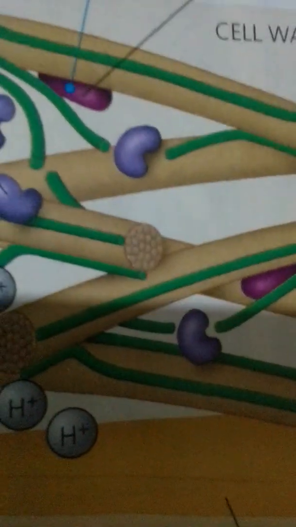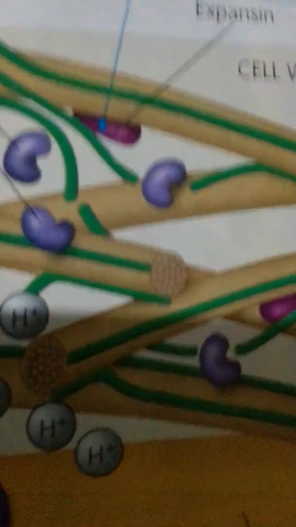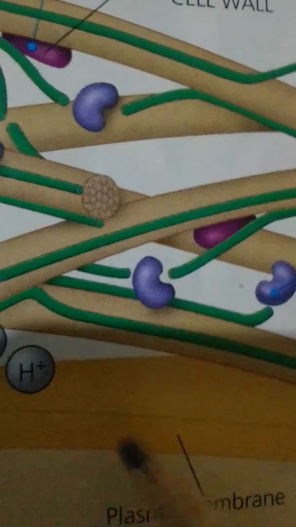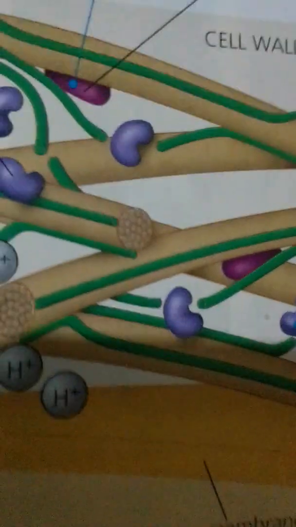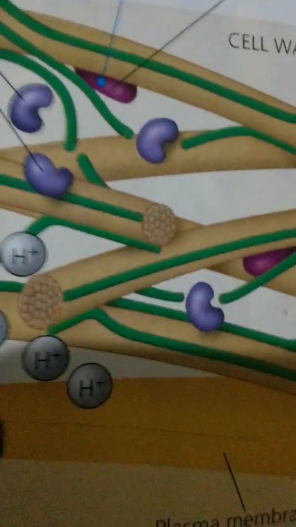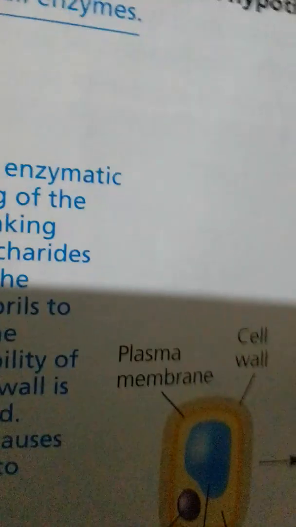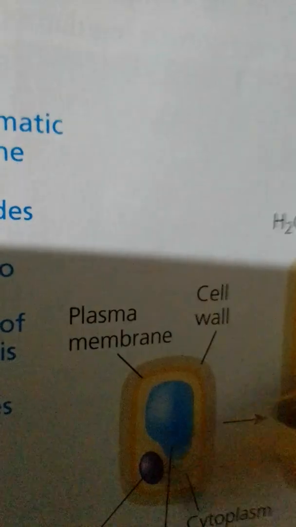The exposed cross-linking polysaccharides are now more accessible to cell wall enzymes. Four: the enzymatic cleaving of the cross-linking polysaccharides allows the microfibrils to slide. The extensibility of the cell wall is increased. Turgor causes the cell to expand. Notice that with the cellulose loosened, the cell can elongate. Plasma membrane, nucleus, cytoplasm, and vacuole. Notice cell wall and notice also elongation.